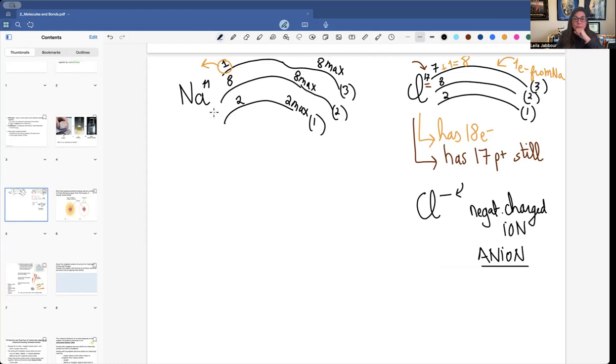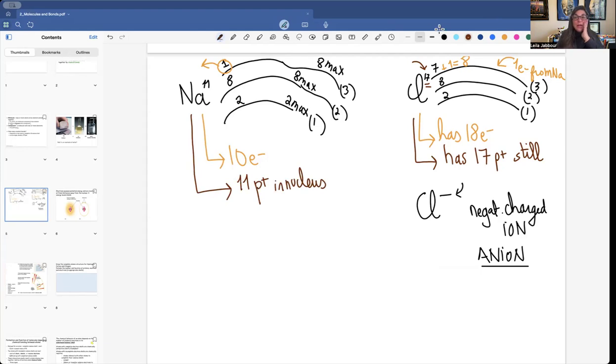For sodium, what do we have? We lost an electron. So now what do we have left? 8 plus 2 is equal to 10 electrons. And according to the atomic number, we still have 11 protons in the nucleus. This is not changing. So 11 protons, but only 10 electrons.